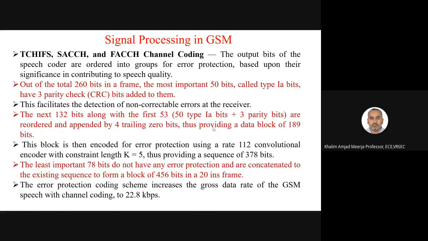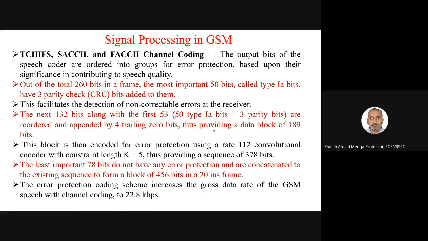Now, channel coding. In channel coding, the output bits of the speech coder are ordered in groups to protect them from error. We use channel coding based upon their significance in contributing to the speech quality. So what we do is, out of the 260 bits in the frame, we group them into three categories, basically.